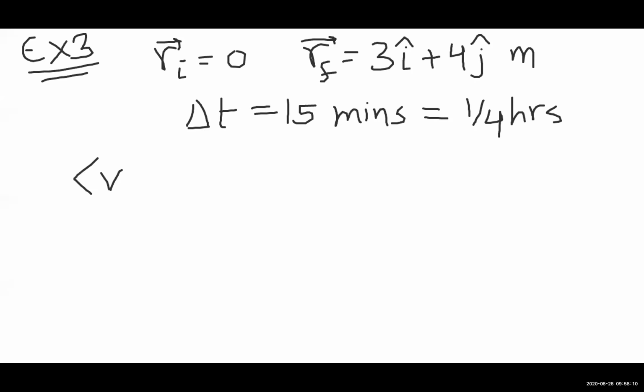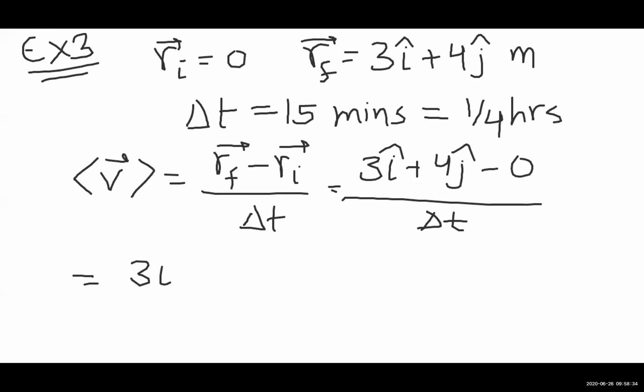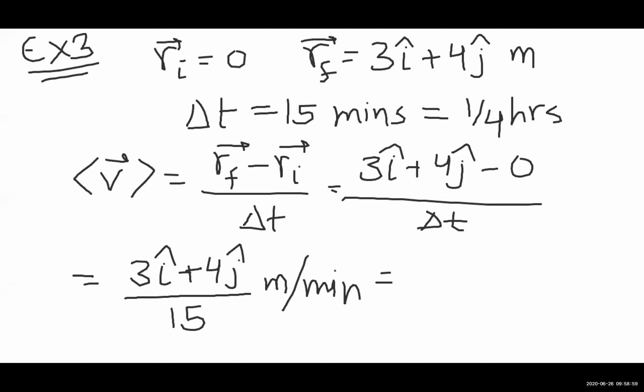So the average velocity vector is equal to RF minus RI by delta t, which is 3 i cap plus 4 j cap minus 0 by delta t, which is equal to 3 i cap plus 4 j cap meters per minute, or you can write it as 12 i cap plus 16 j cap meters per hour.